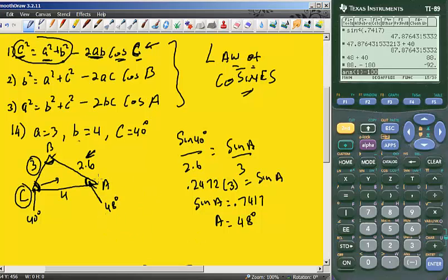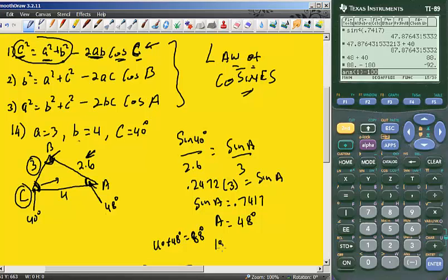Now we're going to find angle B, and we can find it just by subtracting. First we add 40 plus 48, which gives us 88 degrees.